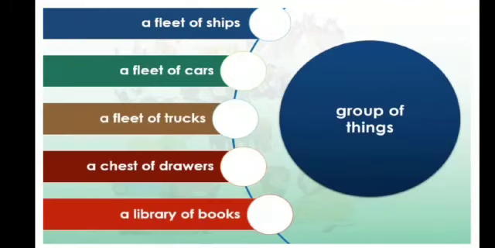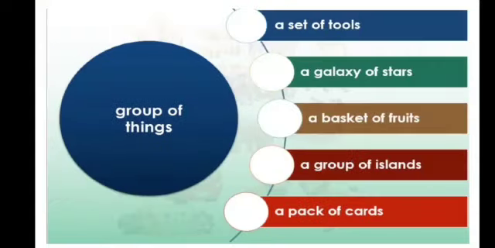Let us see what different groups of things are called. A fleet of ships, a fleet of cars, a fleet of trucks, a chest of drawers, a library of books, a set of tools, a galaxy of stars, a basket of fruits, etc. Thus, a collective noun is a type of noun that identifies groups of people, animals, or things of the same kind.